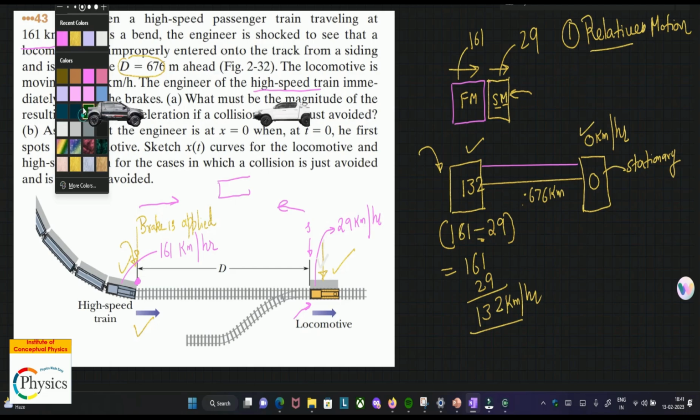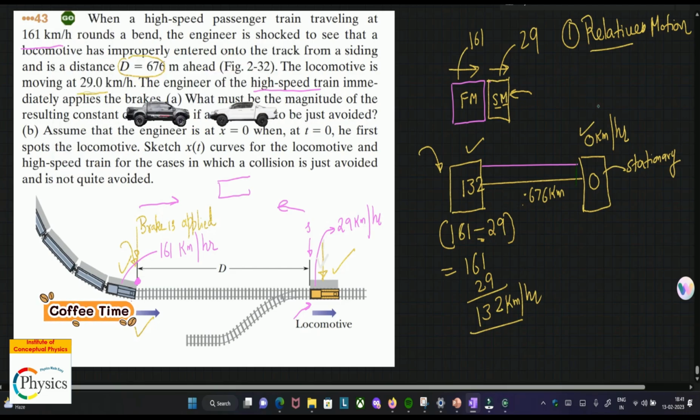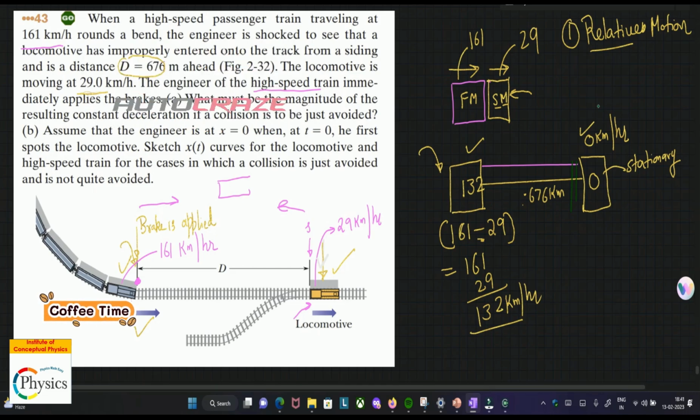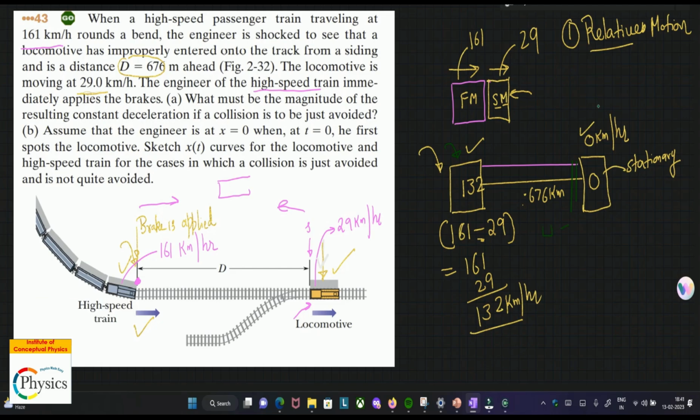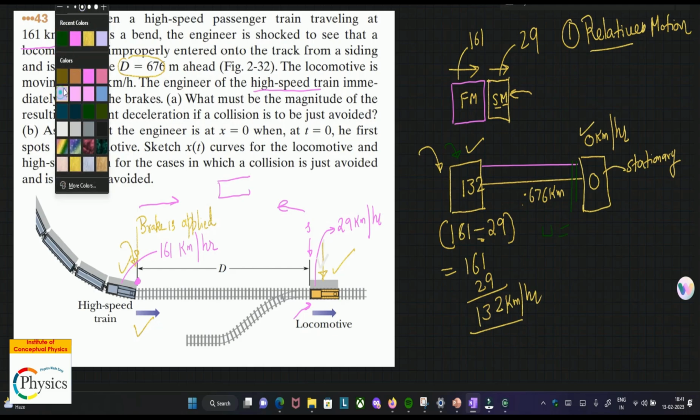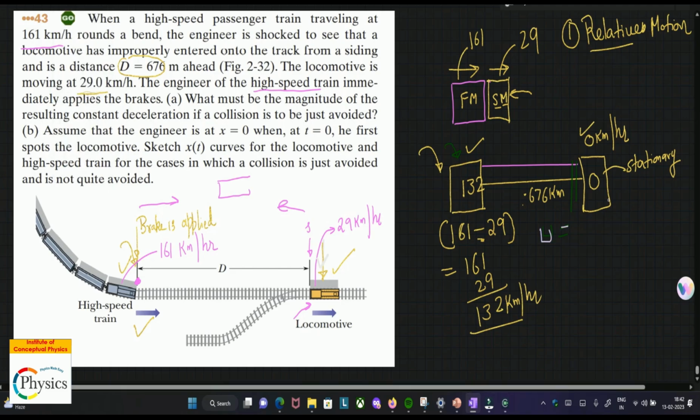When we say just avoid the collision, this is where it stops now. Practically, it stops very close to the other train, right? So there is no distance between them. So the net is that the speed of this particular train is 132. Let's say initial velocity u is equal to 132 kilometers per hour.